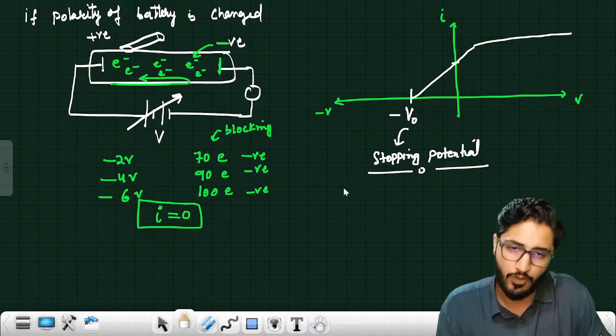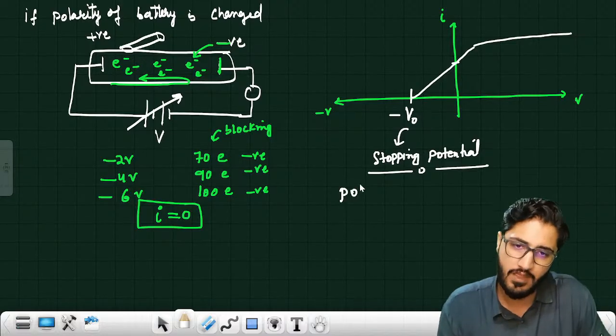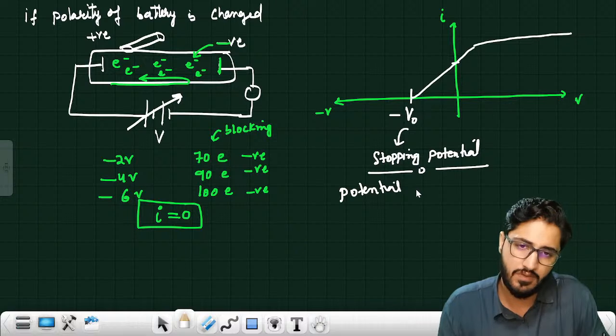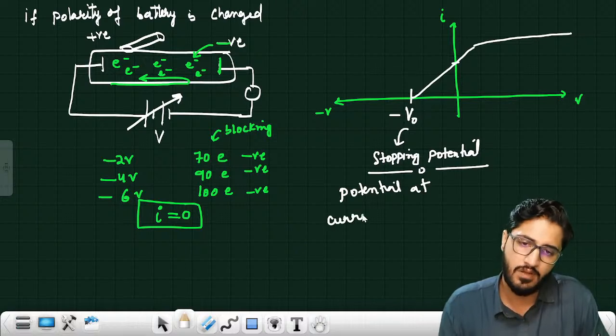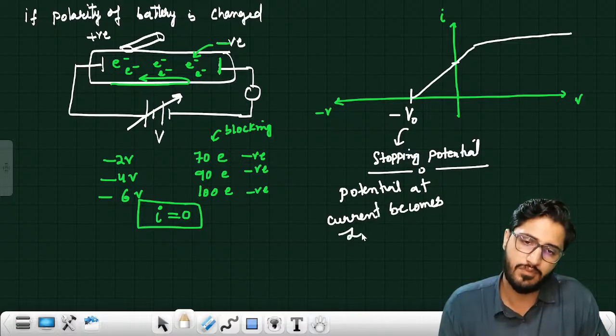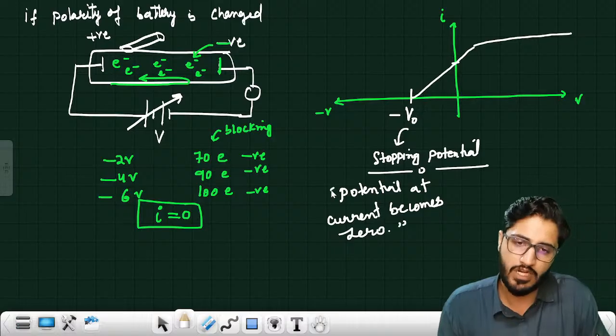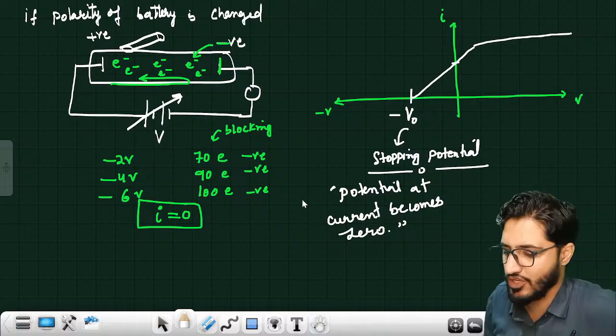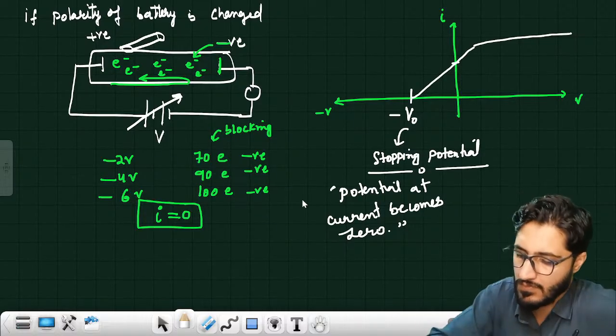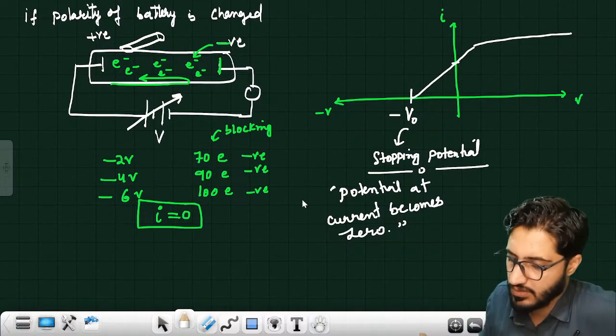So you will write here: potential at which current becomes 0. Potential at which my current becomes 0. Easy or super easy? Is this easy or super easy?